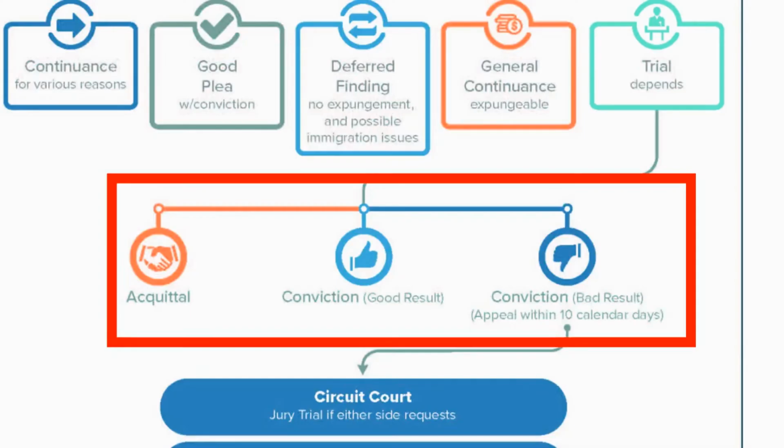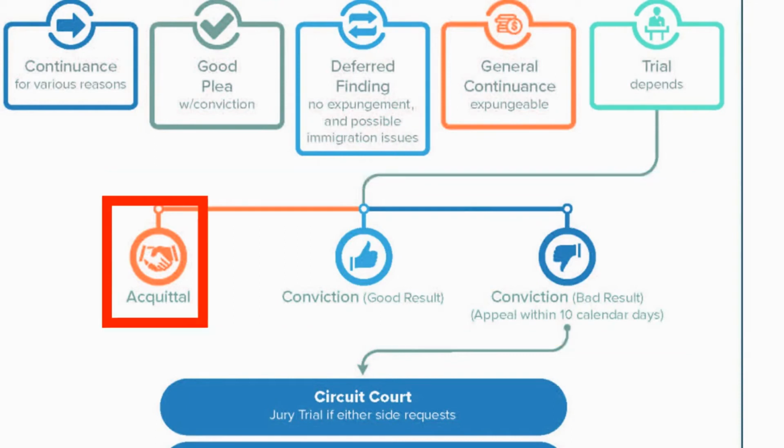Now, in this diagram, as you can see, from the trial, there's different things that can happen. So there's 3 different things, okay? The first is an acquittal. What that means is the judge agrees with you. There's not enough evidence to prove you guilty beyond a reasonable doubt. So the judge said, I'm going to find you not guilty.